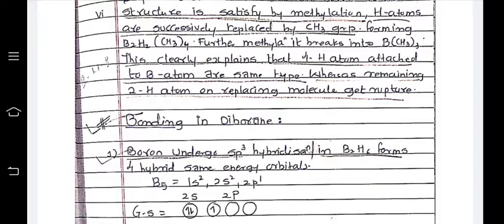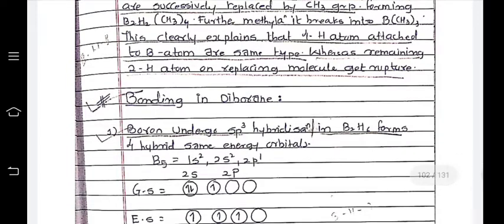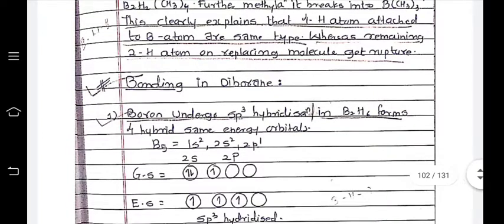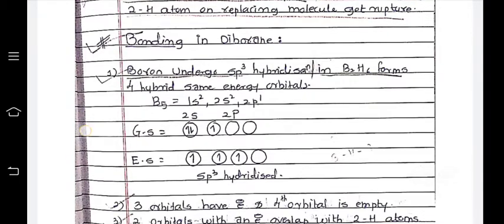Hydrogen atoms are successively replaced by CH3 groups, forming B2H5CH3 up to B2H2(CH3)4. Further methylation breaks it into B(CH3)3. This clearly explains that the four hydrogen atoms attached to the boron atoms are of the same type, whereas the remaining two hydrogen atoms, on replacement, cause the molecule to rupture.